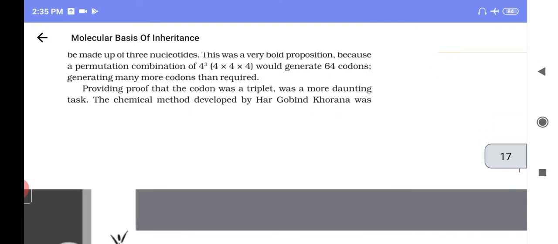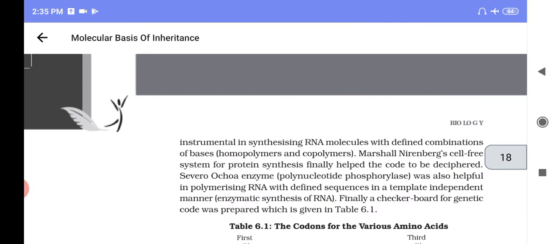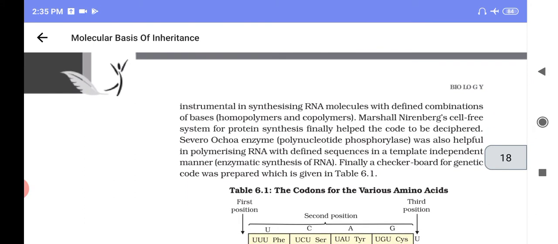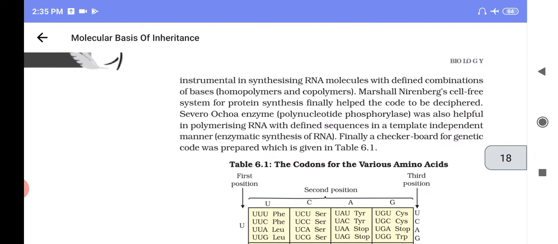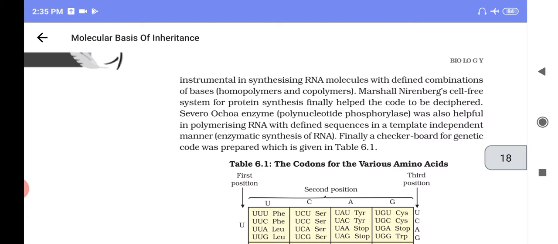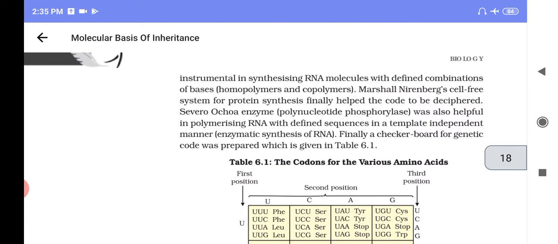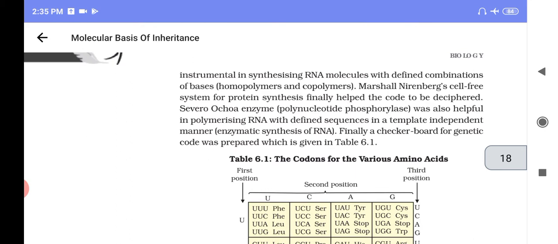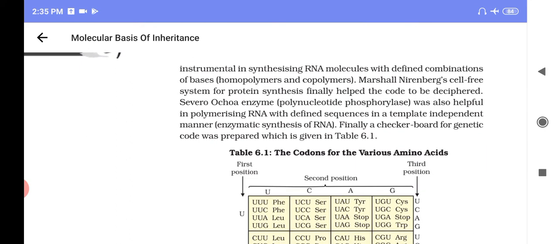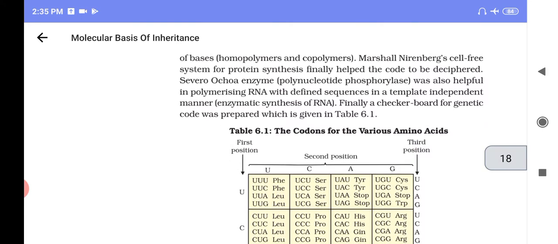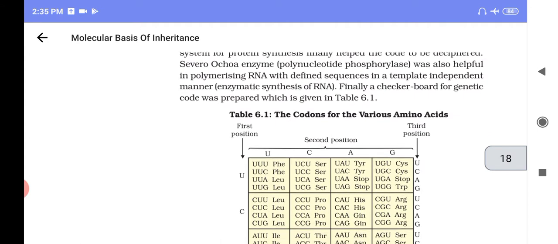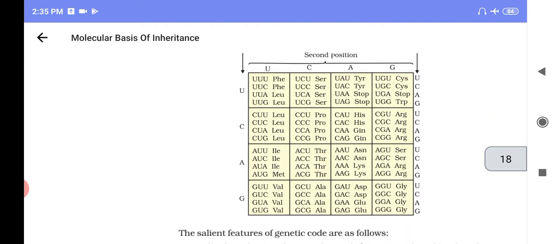The chemical method developed by Har Gobind Khorana was instrumental in synthesizing RNA molecules with defined combinations of bases, homopolymers, and copolymers. Marshall Nirenberg's cell-free system for protein synthesis finally helped the code to be deciphered. Severo Ochoa's enzyme polynucleotide phosphorylase was also helpful in polymerizing RNA with defined sequences in a template-independent manner. Enzymatic synthesis of RNA. Finally, a checkerboard for the genetic code was prepared, which is given.